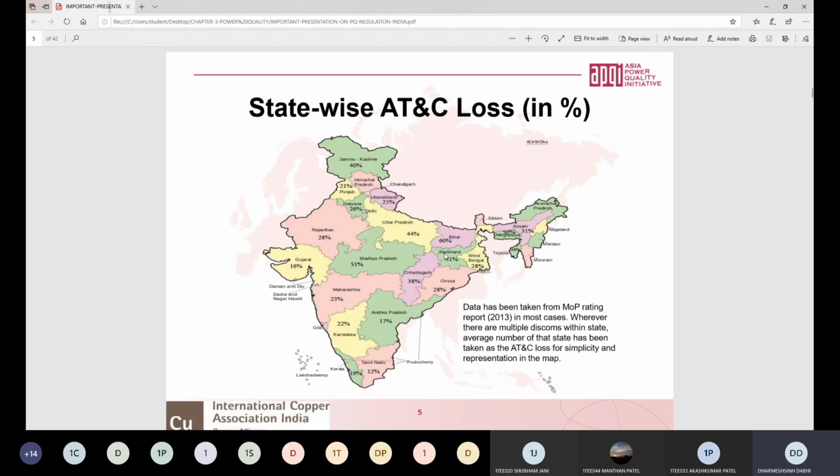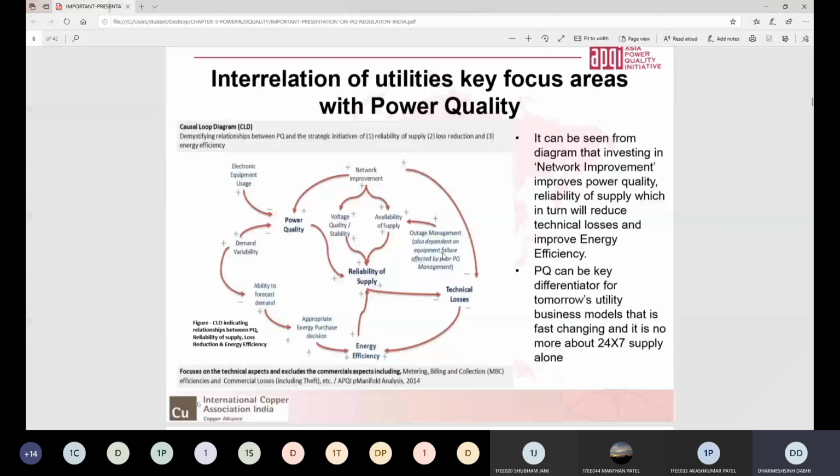So that creates a huge burden on the utility, the transmission company and the distribution company. Basically, all are government companies. Clear? So that creates a huge economic loss to the country as well as to the utility. So you can see that all these focus areas are directly or indirectly affected by power quality problems. Clear?